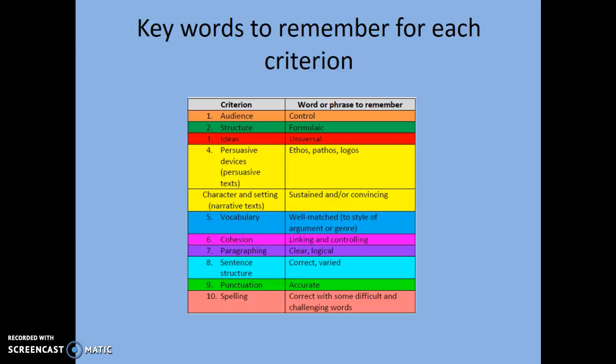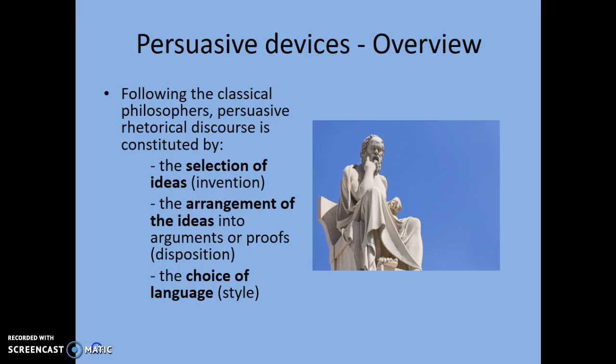Now, going back to the table that I put together, the phrase that I think you should try to remember for persuasive devices is ethos, pathos, logos, and I'll talk you through that in a minute. And for character and setting, the phrase that you need to remember is sustained and or convincing. So when we're looking at persuasive devices, we're really going right back to classical philosophy and the idea that persuasive rhetorical discourse is constituted by the selection of ideas, the invention, the arrangement of ideas into arguments or proofs, disposition, and the choice of language, style.